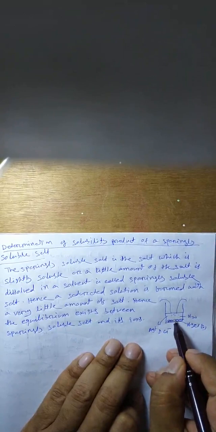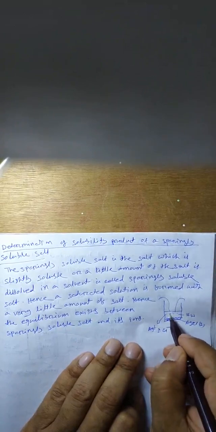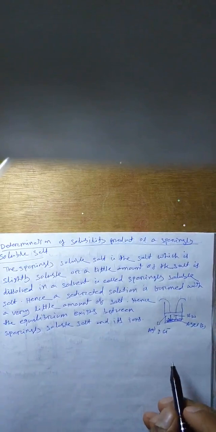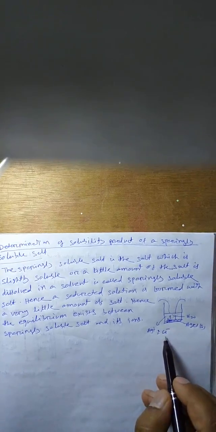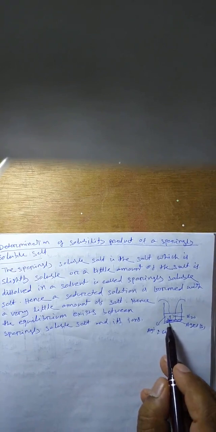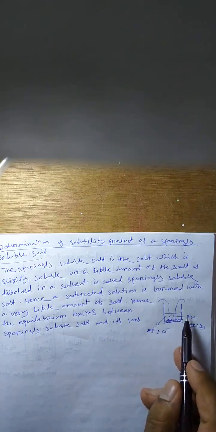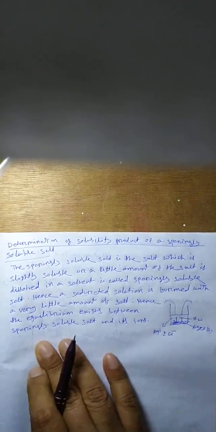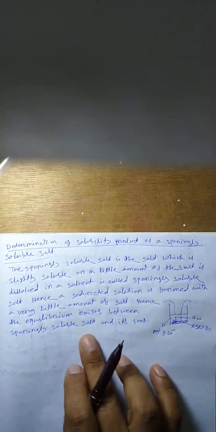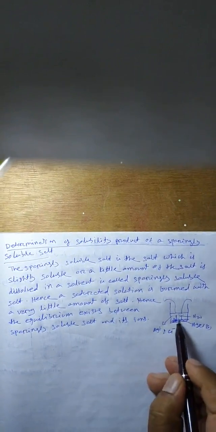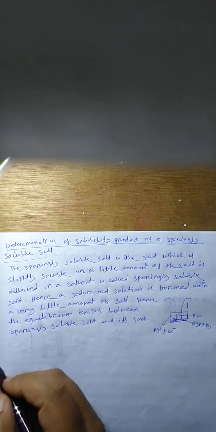So that is the equilibrium. Equilibrium means some Ag plus and Cl minus combine to form solid, and again some solid dissociates to convert into Ag plus and Cl minus. This process is continuous. That means 5 Ag plus and 5 Cl minus combine to form 5 AgCl and settle down, and 5 AgCl from the solid convert to 5 Ag plus and 5 Cl minus. That is called equilibrium. So the equilibrium exists between the sparingly soluble salt at the bottom of the solution and its ions present above it.